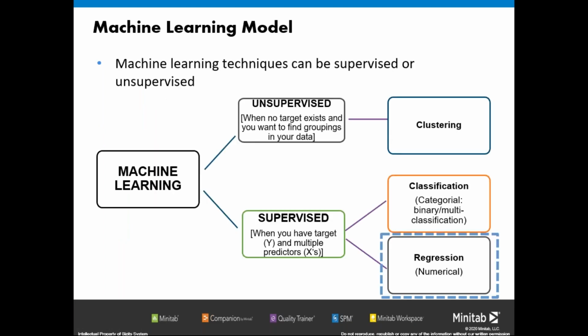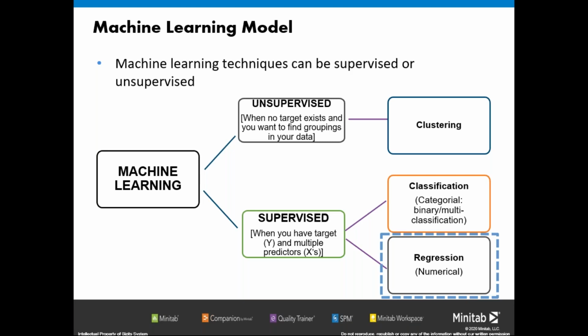Basically, machine learning can be in two categories: supervised and unsupervised. Unsupervised machine learning means you have no target, but you want to group your data.